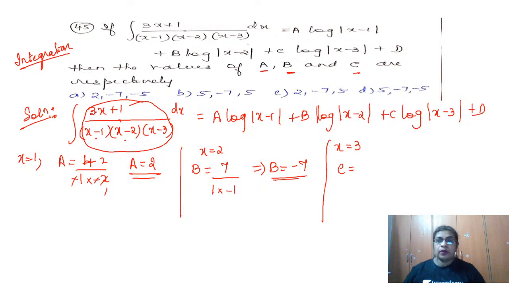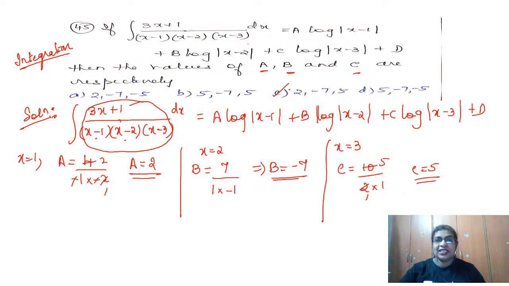So what is C is equal to? 3 into 3, which is equal to 9 plus 1. So that is equal to 10 whole divided by, first factor, 3 minus 1 is equal to 2, into 3 minus 2, which is equal to 1. So 2 1s are 2, 2 5s are 10. So therefore you got C is equal to 5. Now check which option is satisfying. 2, minus 7 and 5, that is the C option. Wasn't that interesting? Yes, I hope you have understood. Yes, we'll move on to the next question.